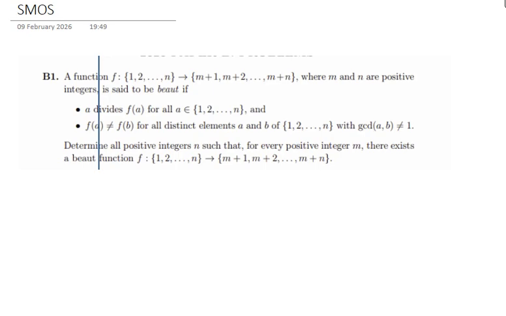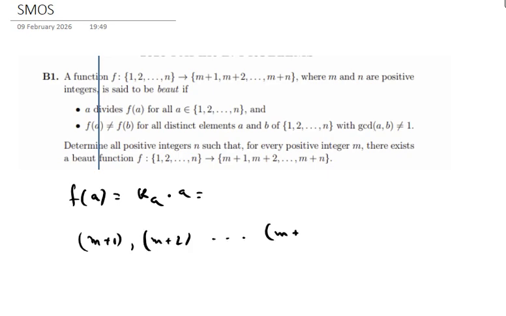Since a divides f(a), we can write f(a) equal to k_a times a for some integer k_a, but f(a) must lie inside m+1, m+2, up to m+n. So that is a block of n consecutive integers. For each a, we must pick a multiple of a inside that interval. Now if GCD of a and b is not equal to 1, meaning they share a prime factor, then we are forbidden from assigning the same value.